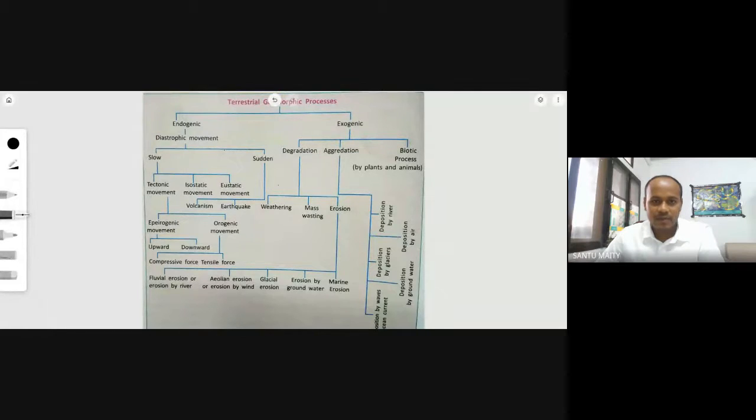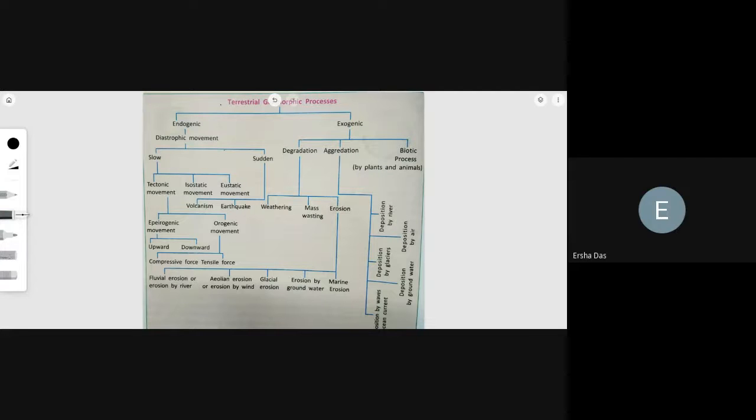Okay, so our today's topic is geomorphic process and the landform of the earth. So here I can share you some slide which can be a reference point for our understanding. Here, I think you can see this particular slide. Is it visible? Yes, sir.